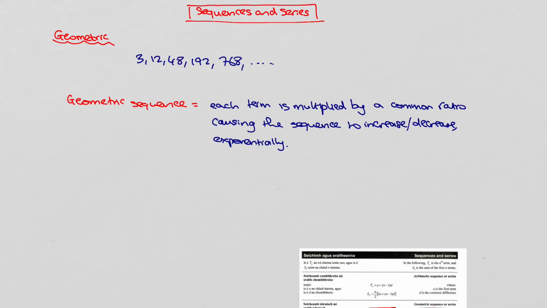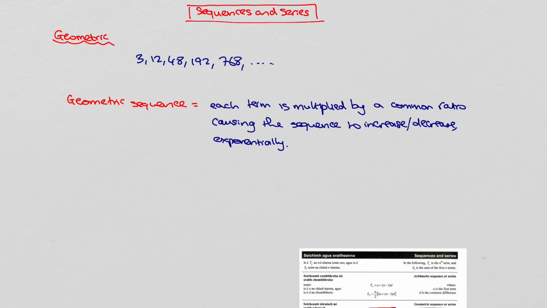Sequences and series: geometric. Sometimes a geometric progression or a geometric sequence can be used for these sequences. If, for example, we have 3, 12, 48, 192 and 768, what we will find is that unlike the linear, the quadratic and the cubic, there is no common first difference, no common second difference, no common third difference, not even a common fourth difference.